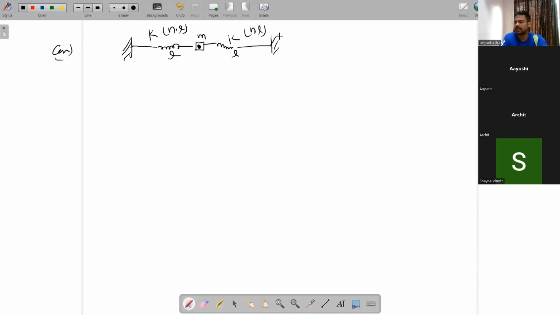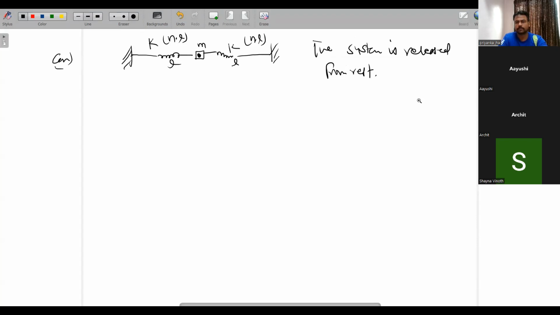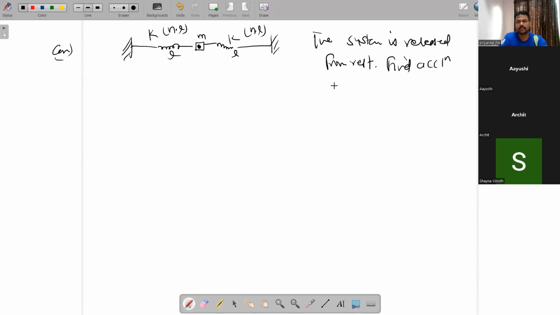Now I'll just release this system from rest. Find the acceleration of block M when it has descended by X. Just try. Just take 1 minute. Try.